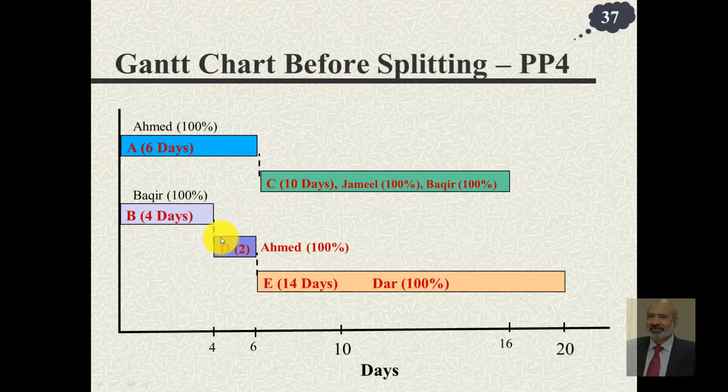Now, one method can be, if we can shift this and start D at this time, but if you shift this, remember this is the critical path. If you shift this here, this activity would also get shifted by 2 days.